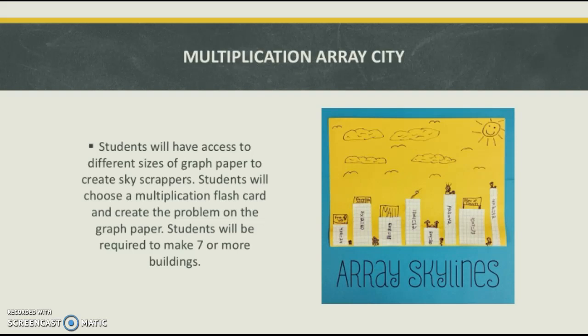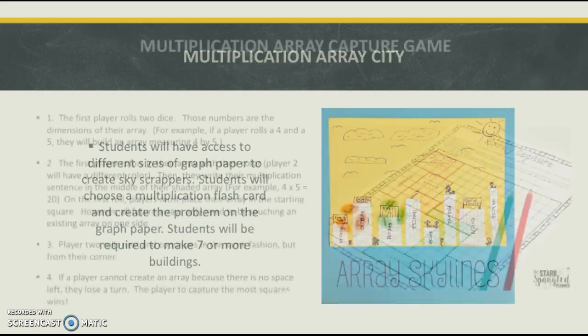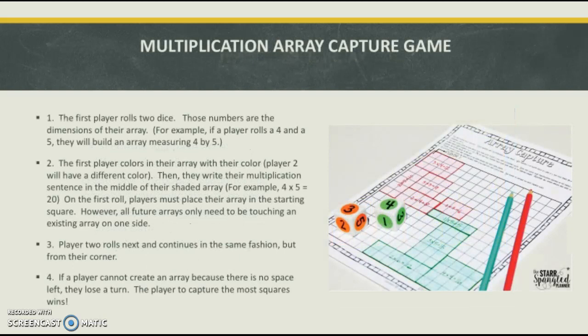The next activity is the multiplication array capture game. This is a game that is played with 2 players. The first person will roll the dice, and then this will become the numbers that need to be used for the dimensions of the array. The first player colors in the array with their color. Then they write their multiplication sentence on the middle of their shaded array.